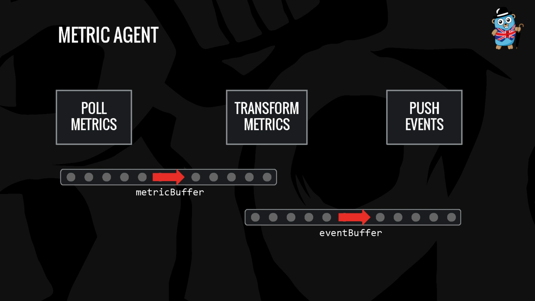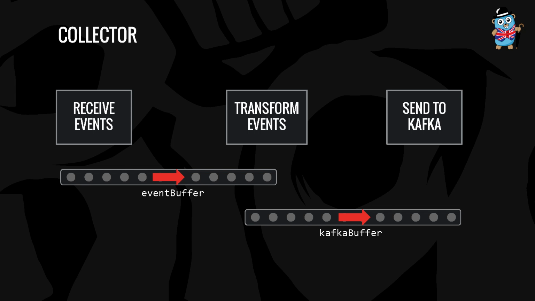Inside the collector, it's pretty much identical. We receive stuff, we do some transforming, and we put it onto Kafka. And there's a bunch of other channels and concurrency in here. It's not just these two conveyor belt things.